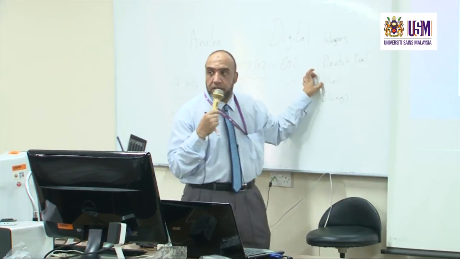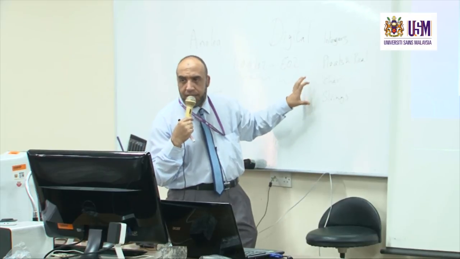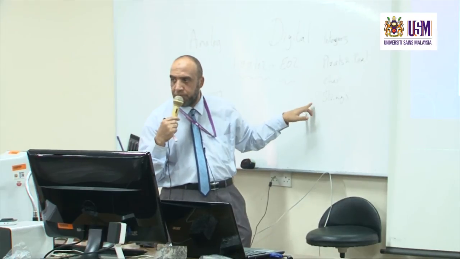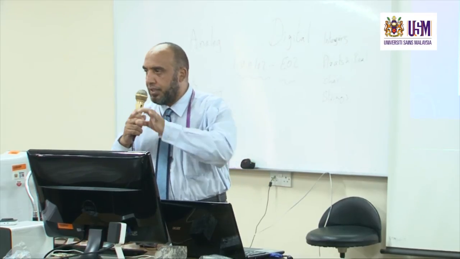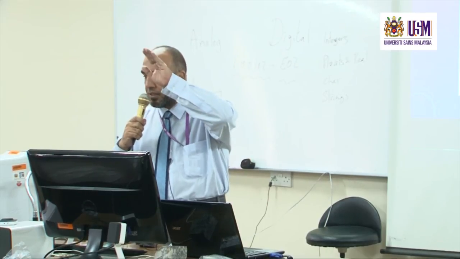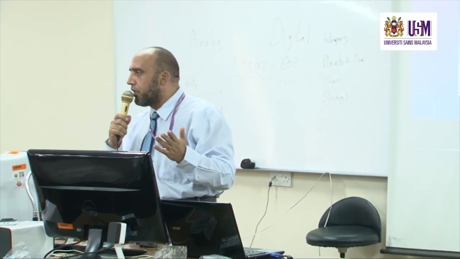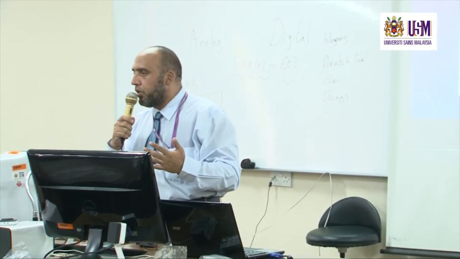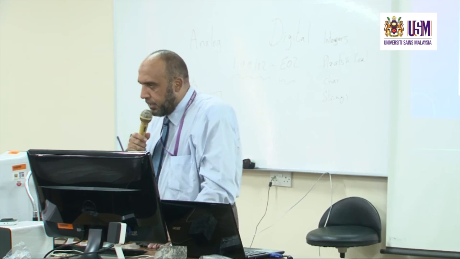A string is an array of characters. It's more than one character, one letter, and you can put words here. So each variable should be defined, the length of this variable, the type of this variable, whether it is an integer. For example, the sample rate is an integer number. The number of samples is an integer number. But some other parameters are not integers.